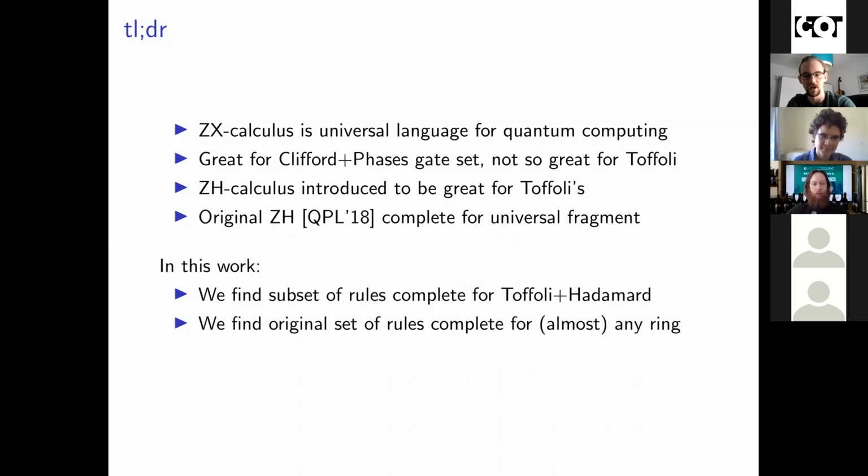I will explain how this calculus works for this Toffoli+Hadamard fragment. And then secondly, we showed the original set of rules for the 2018 version actually suffices to prove completeness over any ring. So not just the universal fragment, but essentially any ring you would be interested in. And along the way, for the proof, we find a way to encode basic arithmetic in ZH calculus, which, if people are familiar with the ZW calculus, should be familiar.